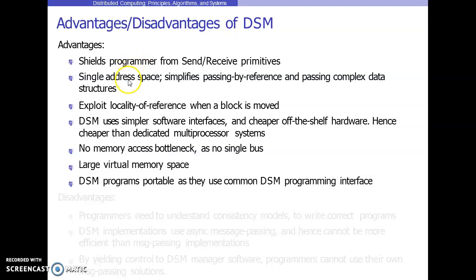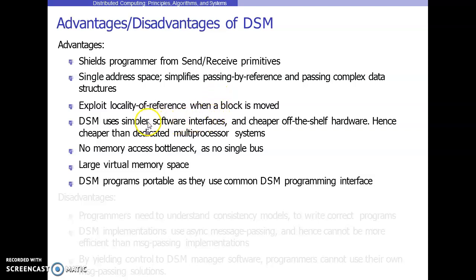The next advantage is that a single address space is provided. So it simplifies passing by reference and passing complex data structures. The next advantage is, if a block of data needs to be moved, the system can exploit locality of reference. This will reduce the communications overhead.